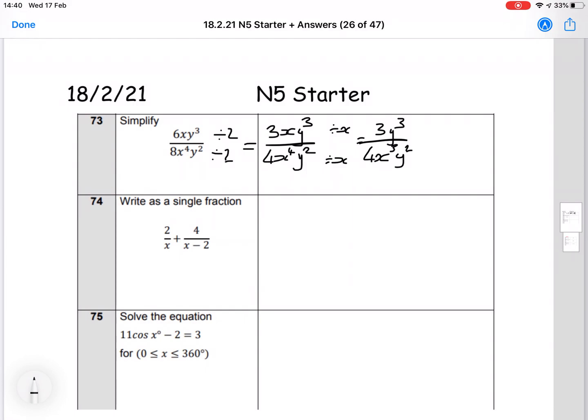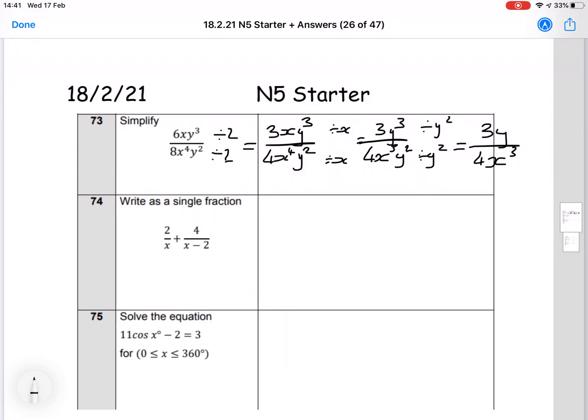The last thing to do, we look at the y's. You've got y cubed on the top, you've got y squared on the bottom, so we can divide them both by y squared because they both have at least a y squared in them. So the top line will become 3y and the bottom line will become 4x cubed. And that's your question completed there. That's fully simplified.